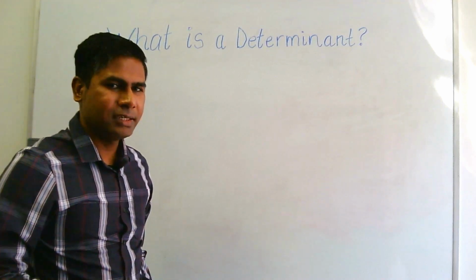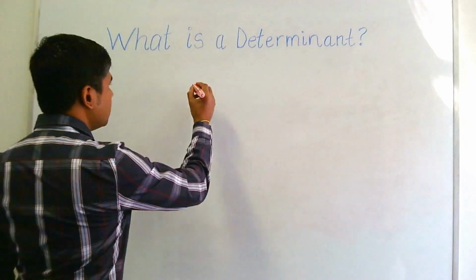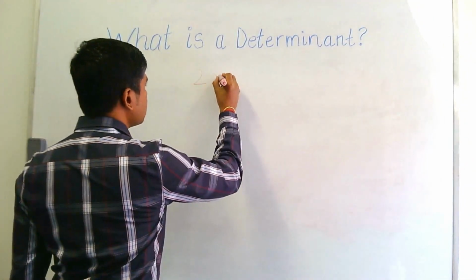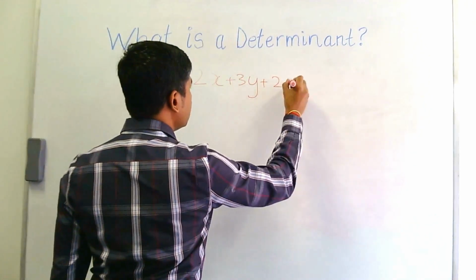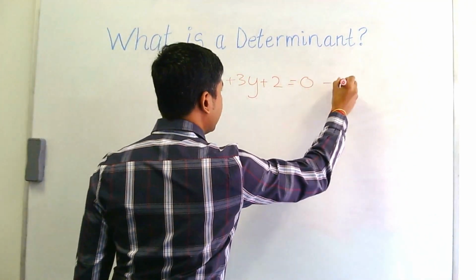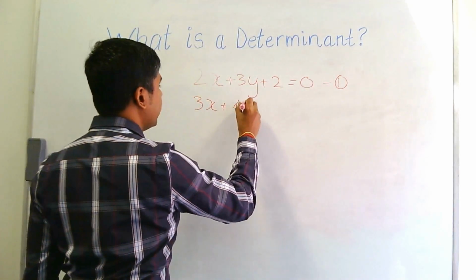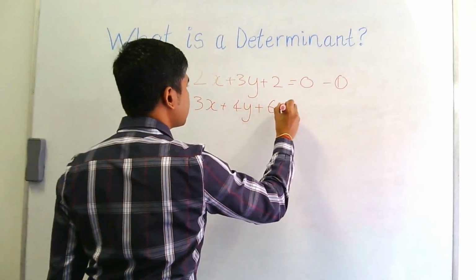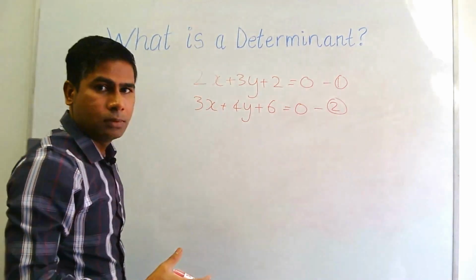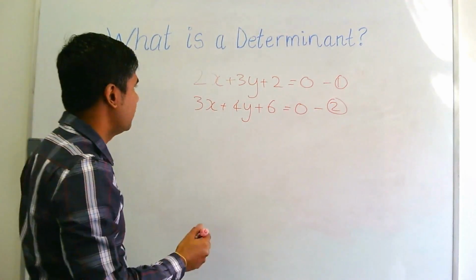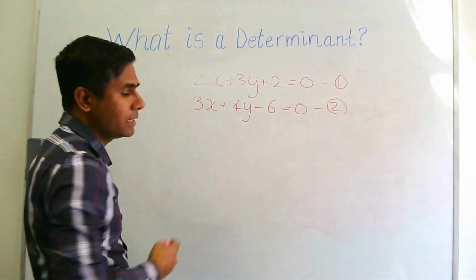The way we start is by considering a simple system of two linear equations. 2x plus 3y plus 2 is equal to 0, equation 1, and 3x plus 4y plus 6 equal to 0, equation 2. In high school, people would have solved this system of equations by eliminating one of the variables. And in this instance, we can eliminate y.